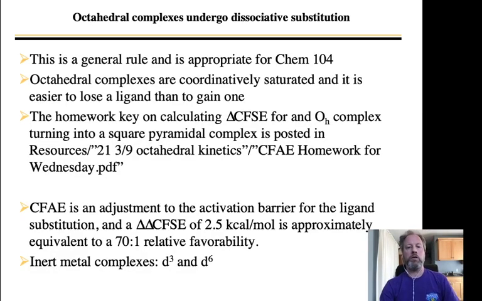Okay, so general features of octahedral ligand substitution. This is a general rule, but for Chem 104, octahedral complexes will lose a ligand first and then gain a new ligand. Octahedral complexes are coordinatively saturated. They don't have any more room around the metal to add another ligand, and so it's easier to lose a ligand and then gain one from the square pyramidal complex.